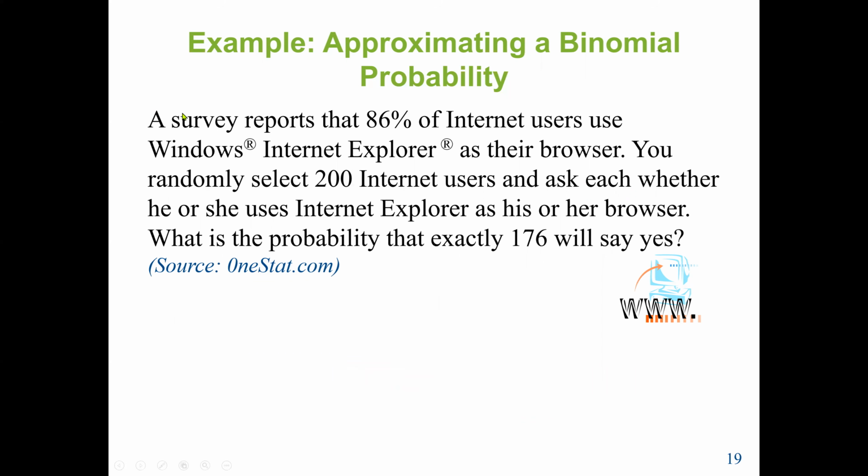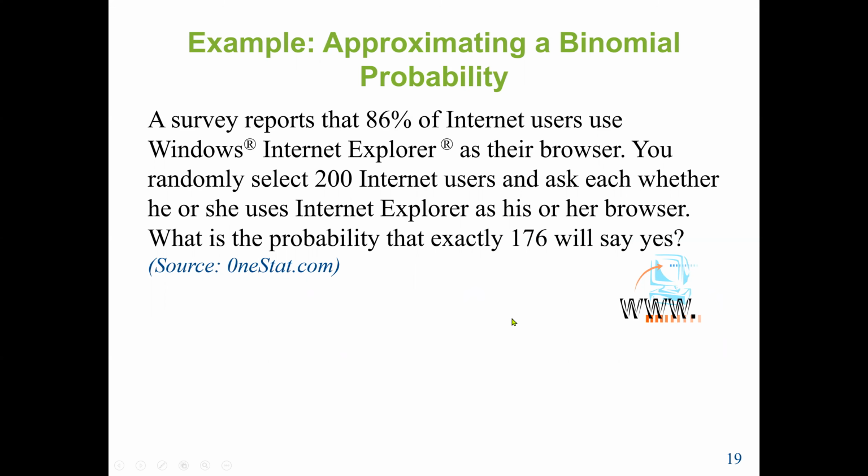The next example says, a survey reports that 86% of internet users use Windows Internet Explorer as their browser. You randomly select 200 internet users and ask each whether he or she uses Internet Explorer as his or her browser. What is the probability that exactly 176 will say yes? Again, this is a binomial question because the outcome is either yes or no, and also the random variable is based on counting.